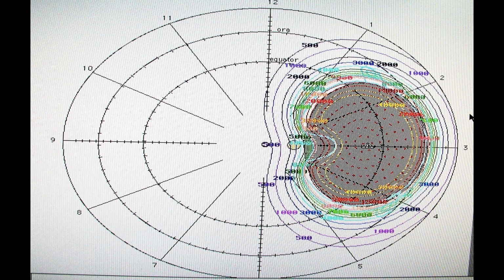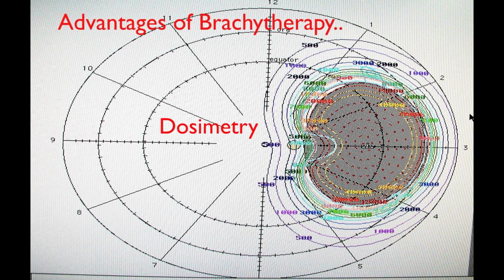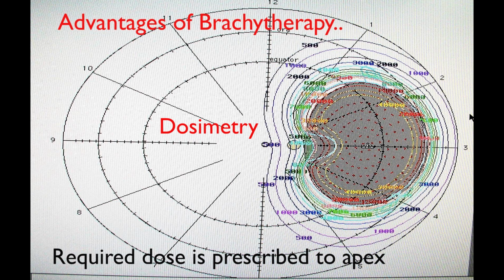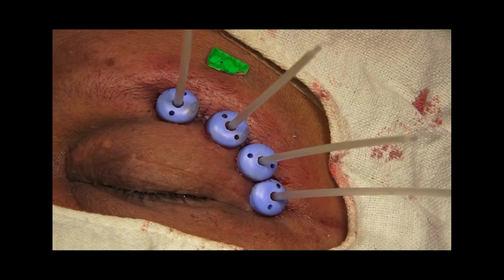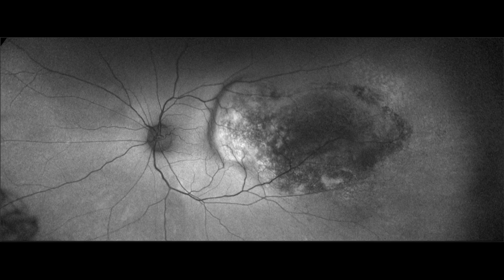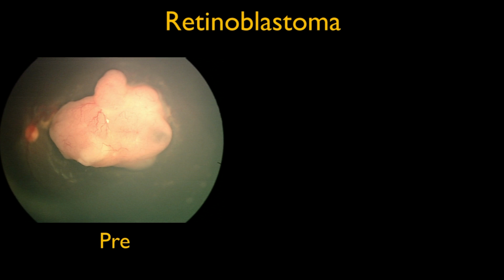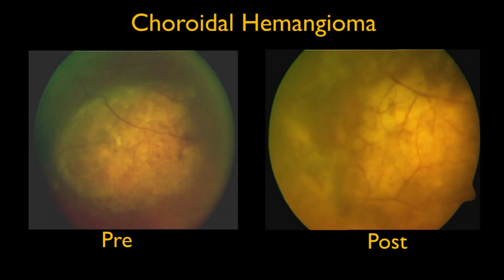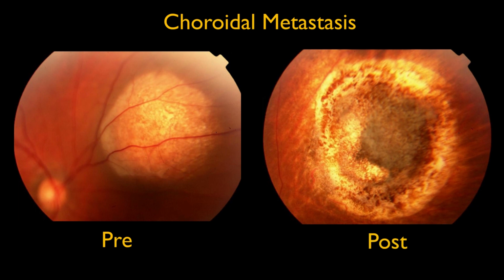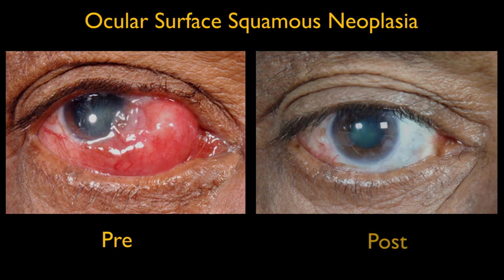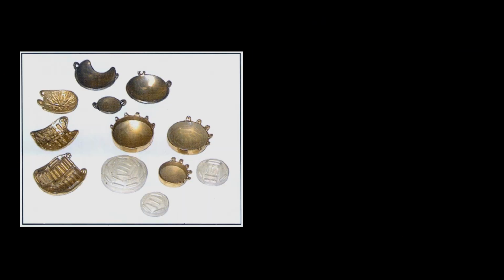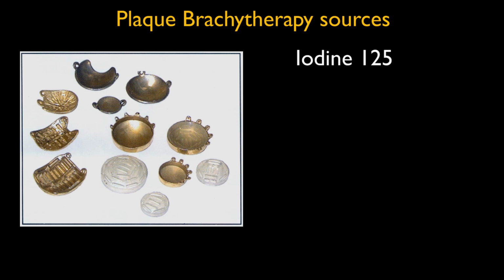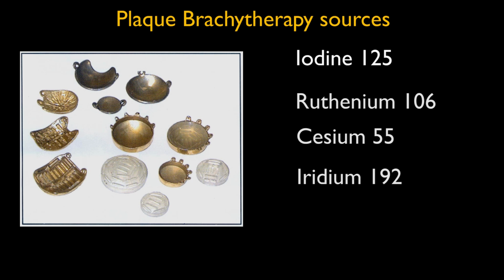Brachytherapy. With brachytherapy, the biggest advantage is that the required dose is directly prescribed to the apex of tumor with minimizing the damage to surrounding healthy tissue. These are of two types: plaque brachytherapy, that is for surface application, or interstitial brachytherapy. The indications of plaque brachytherapy include uveal melanoma, retinoblastoma, choroidal hemangioma, choroidal metastasis, and ocular surface tumors including ocular surface squamous cell neoplasia, lymphoma, and melanoma. The various sources of plaque brachytherapy are iodine, ruthenium, cesium, iridium, and palladium.